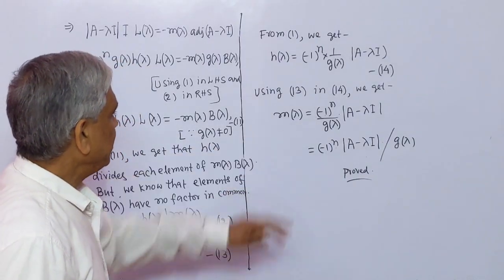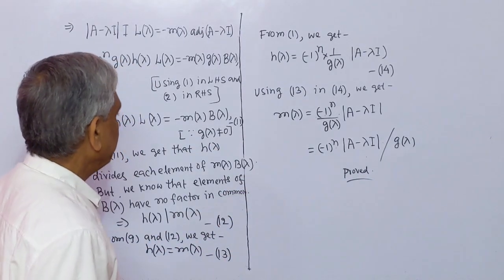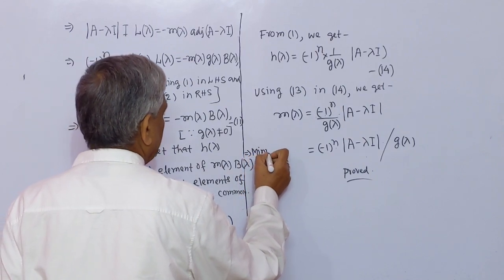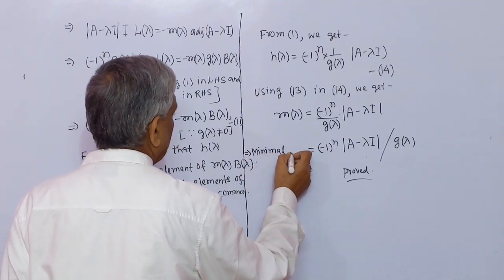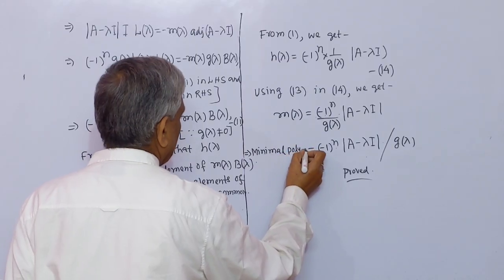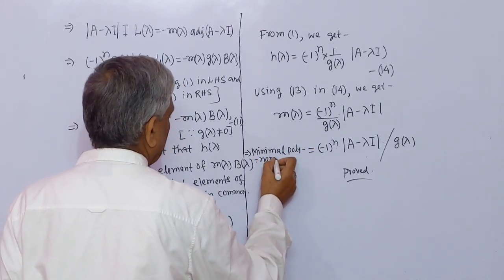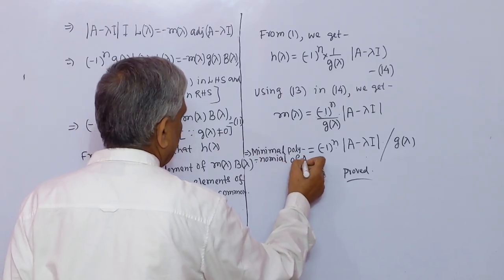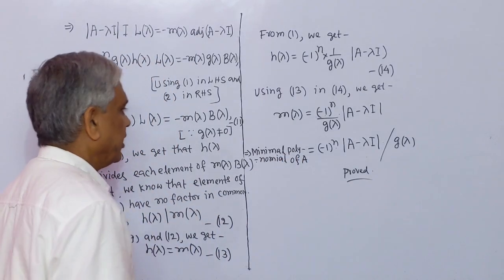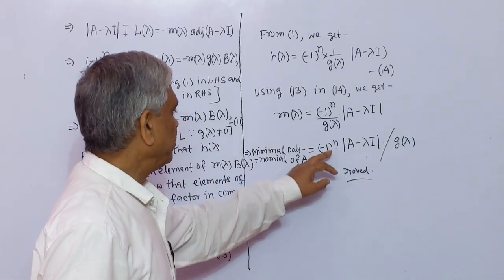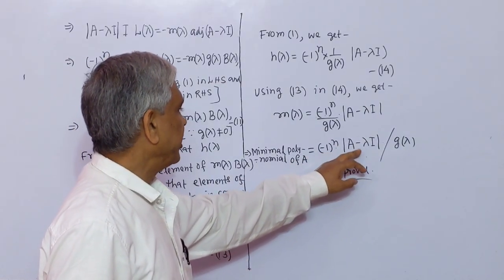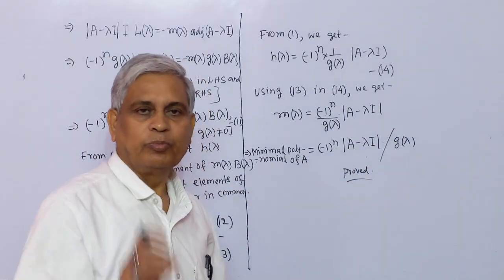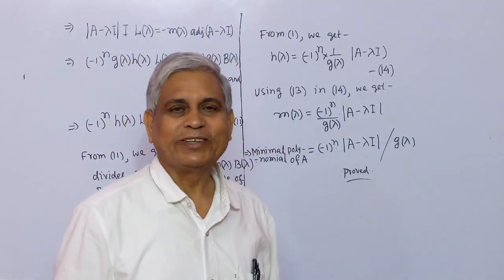Let m lambda be the minimal polynomial, implies that the minimal polynomial of matrix A equal to minus 1 to the power n determinant of A minus lambda I by g lambda. Proved.